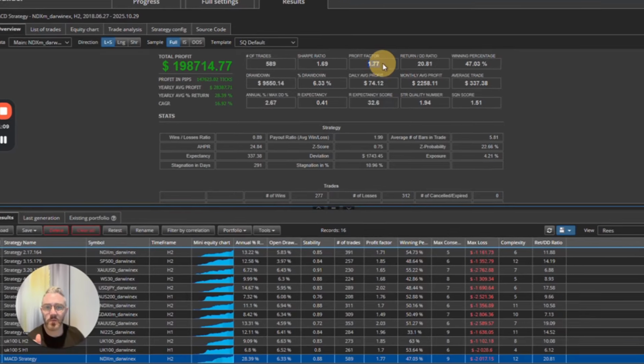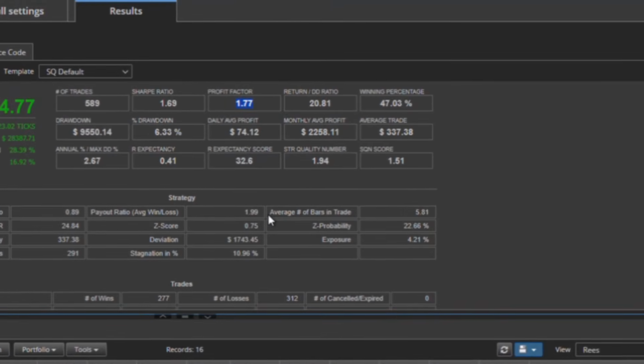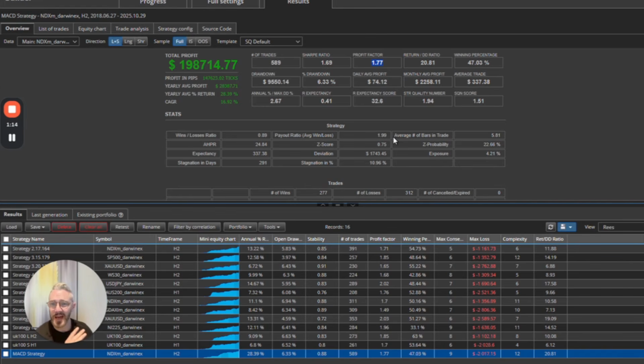It had a profit factor of 1.77. For me personally, I look for anything above 1.5. Everything else, to be honest, is irrelevant. As long as my winners are bigger than my losers, a 50% win rate or thereabouts is absolutely fine for me. And this particular strategy had a 47% win rate, because win rates are irrelevant.